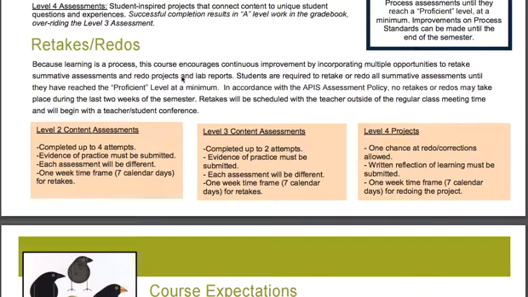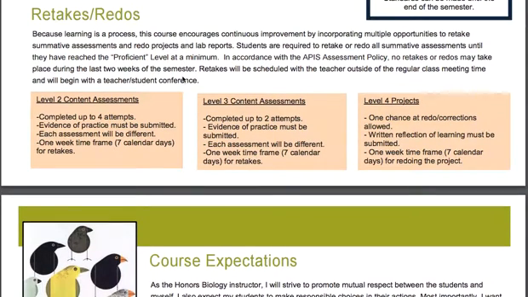So do not be alarmed if at the beginning of the quarter your child has a C in class. That just means that the only assessment that we've done so far is that level 2 assessment, and that we're working forward towards the higher level 3 and level 4 assessments that will show up as B's and A's in the gradebook. There are also chances to redo and retake assessments in this class.